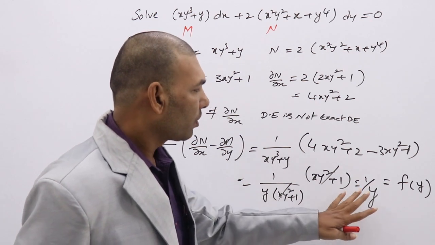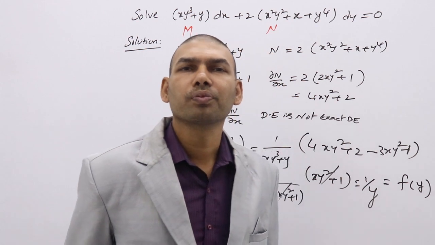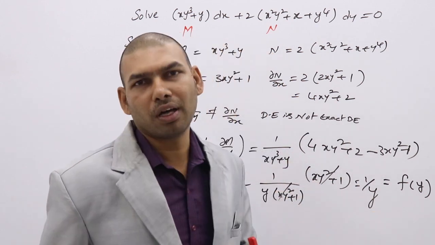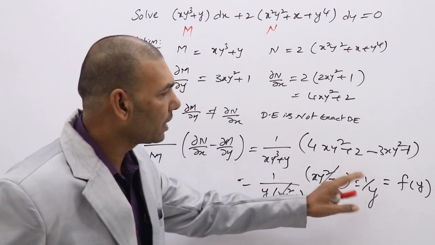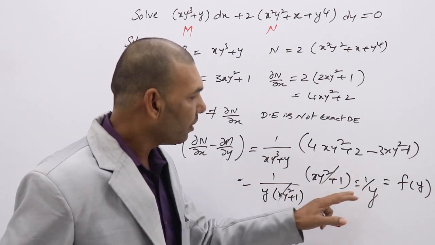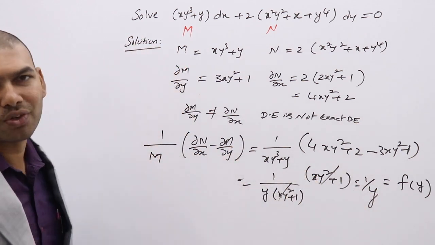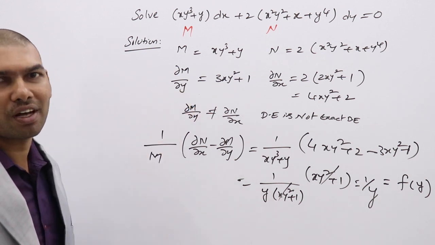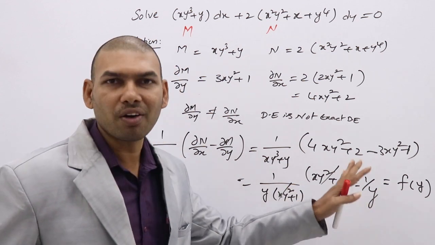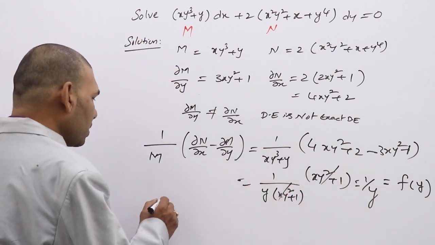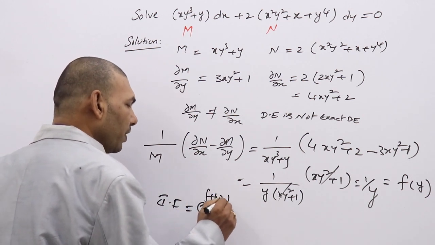If you have it like this, if this value is a function of y alone, then this is suitable. We can use e power integral of this as the integrating factor. If it is a function of x, we think about 1 by n, dou n by dou y minus dou n by dou x, and if that one is a function of x, then we use that. Because we got a function of y alone, we can use e power integral f of y dy as the integrating factor.